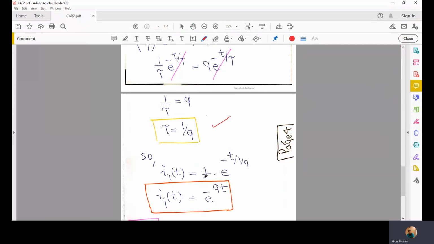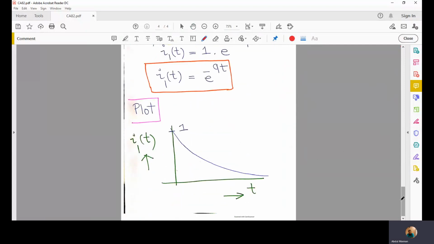So I1 of t is now 1 times e to the minus t over tau. Tau is 1 over 9. So the denominator of the denominator is the numerator, so 9 comes in the numerator. It becomes e to the minus 9t. It's a rapidly decreasing exponential with time t.